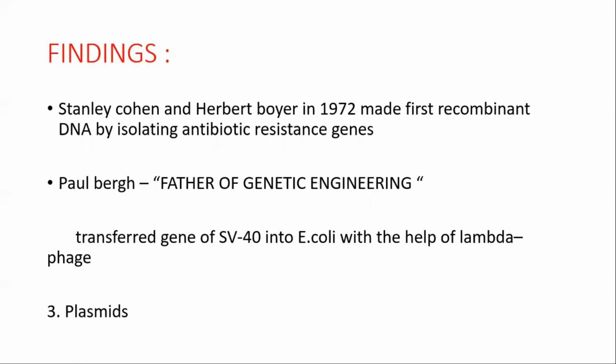The first recombinant DNA was constructed by Stanley Cohen and Herbert Boyer in the year 1972. The year of discovery is the most important thing among all the discoveries. So Stanley Cohen and Herbert Boyer discovered the first recombinant DNA by isolating antibiotic resistance genes.